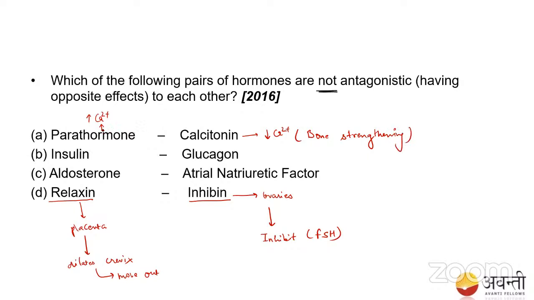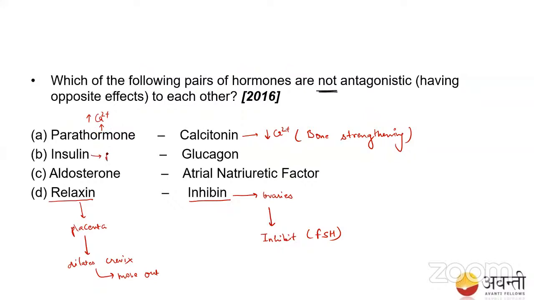Whereas parathyroid hormone, or parahormone, which is secreted by the parathyroid gland, increases the level of calcium in the body by causing demineralization of the bone. So it's a reabsorption of the bone caused by the parathyroid hormone.